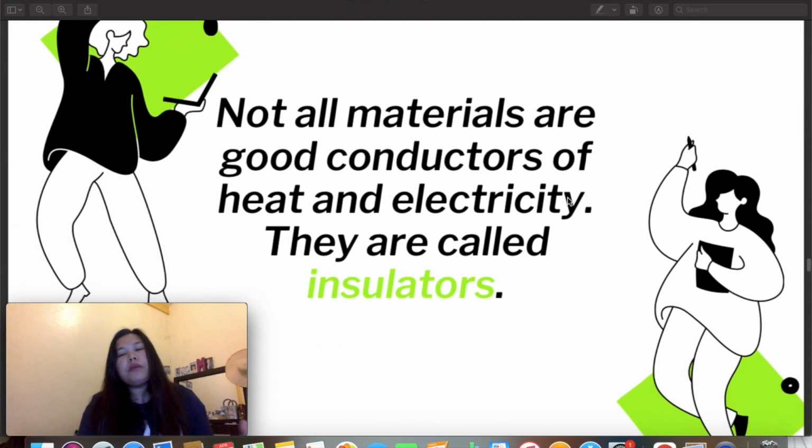So, not all materials are good conductors of heat and electricity. Yung mga materials na hindi natatablan talaga ng kuryente at saka yung init, yun ang tinatawag na insulator. So, si conductor, tumatanggap siya ng init at saka ng kuryente. Ito naman si insulator, siya yung nire-resist niya. Hindi siya makokuryente, hindi siya madaluyan ng init.